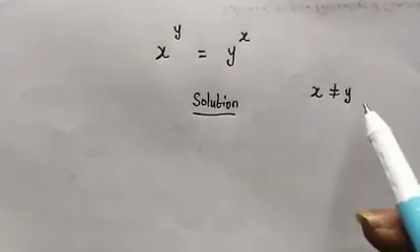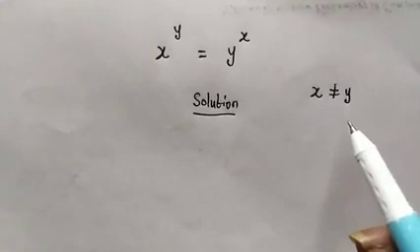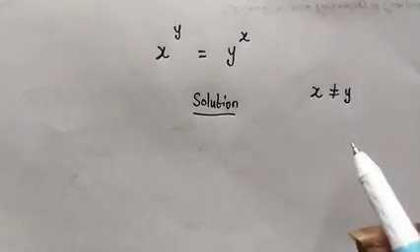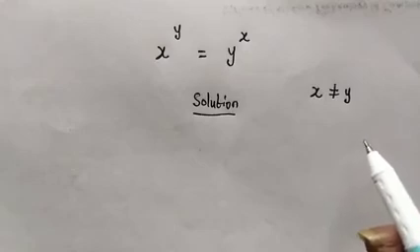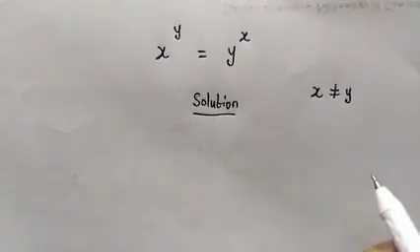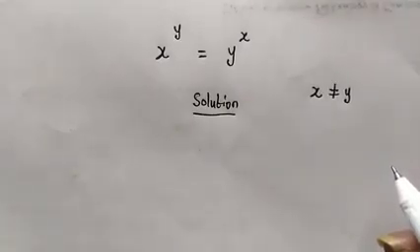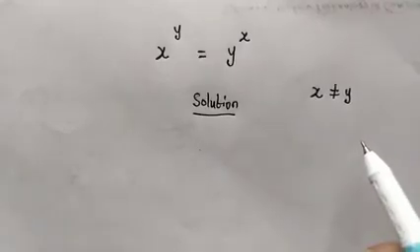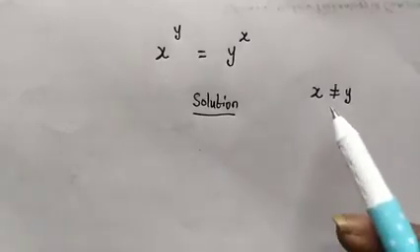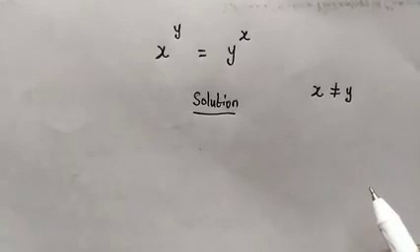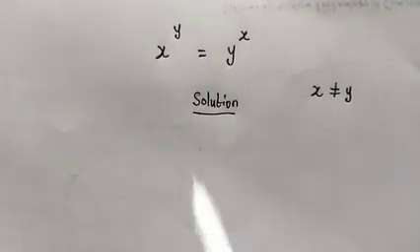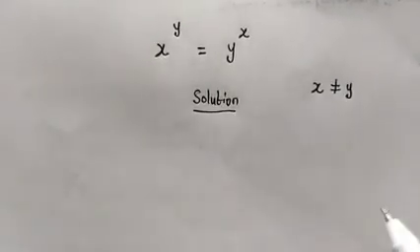If x is equal to y, then we have infinitely many solutions, right? x can be 3 and y can be 3, x can be 1 and y can be 1, x can be 2 and y can be 2, and so on, right? But in this video we're going to solve for values of x and y where x is not equal to y, right? Okay, now we see that we have just a single equation with two different variables.